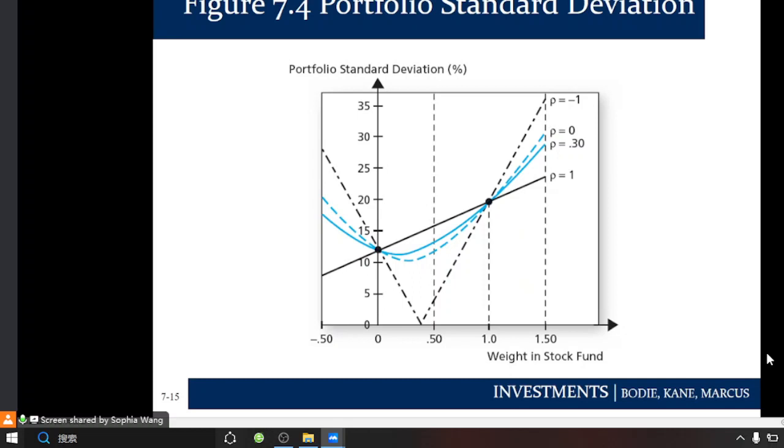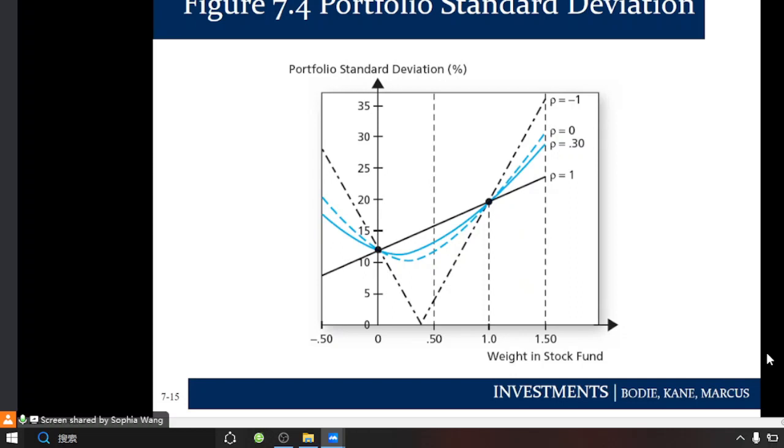Okay, let's use it this way. So first, you should know the relationship between the expected return and the weight of the stock. If rho equals 1, it's a straight line. If rho equals -1, it's like a V. In the normal case, if rho equals 0 or 0.3, we can find that it's like a curve. So this is the first relationship.